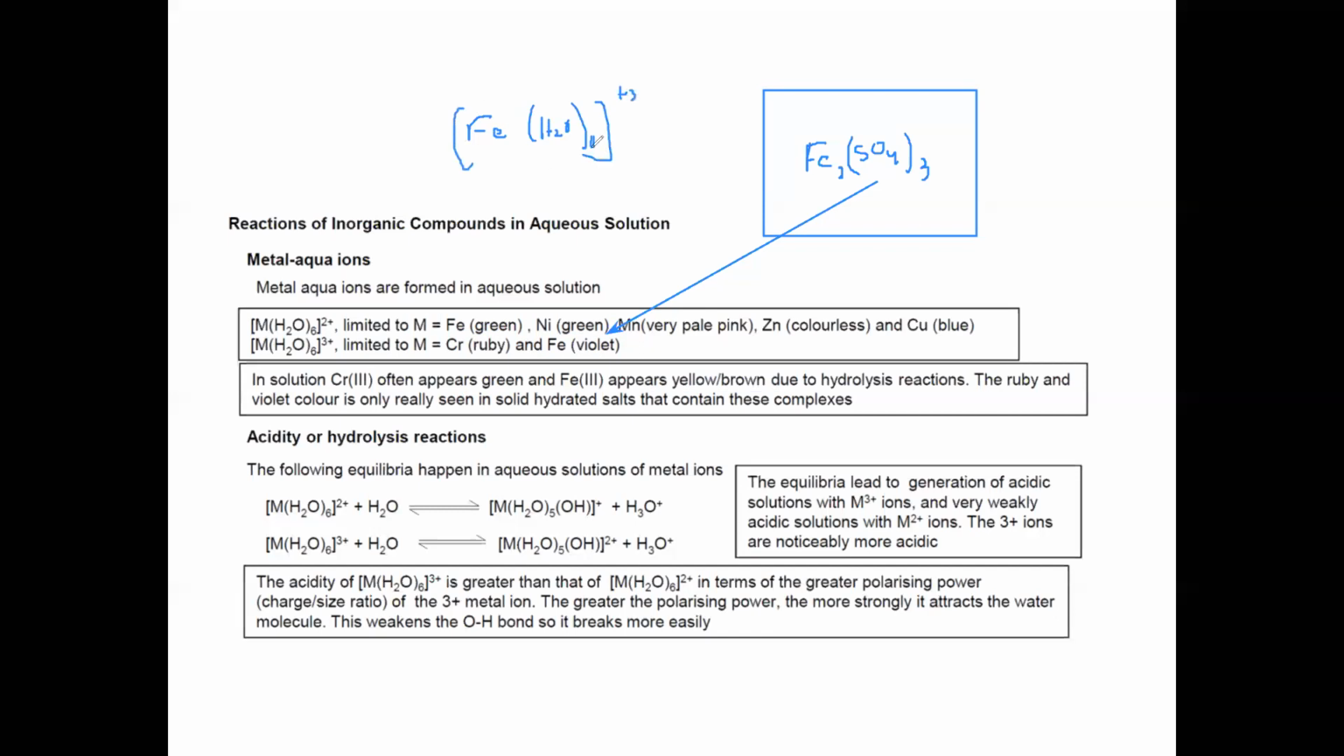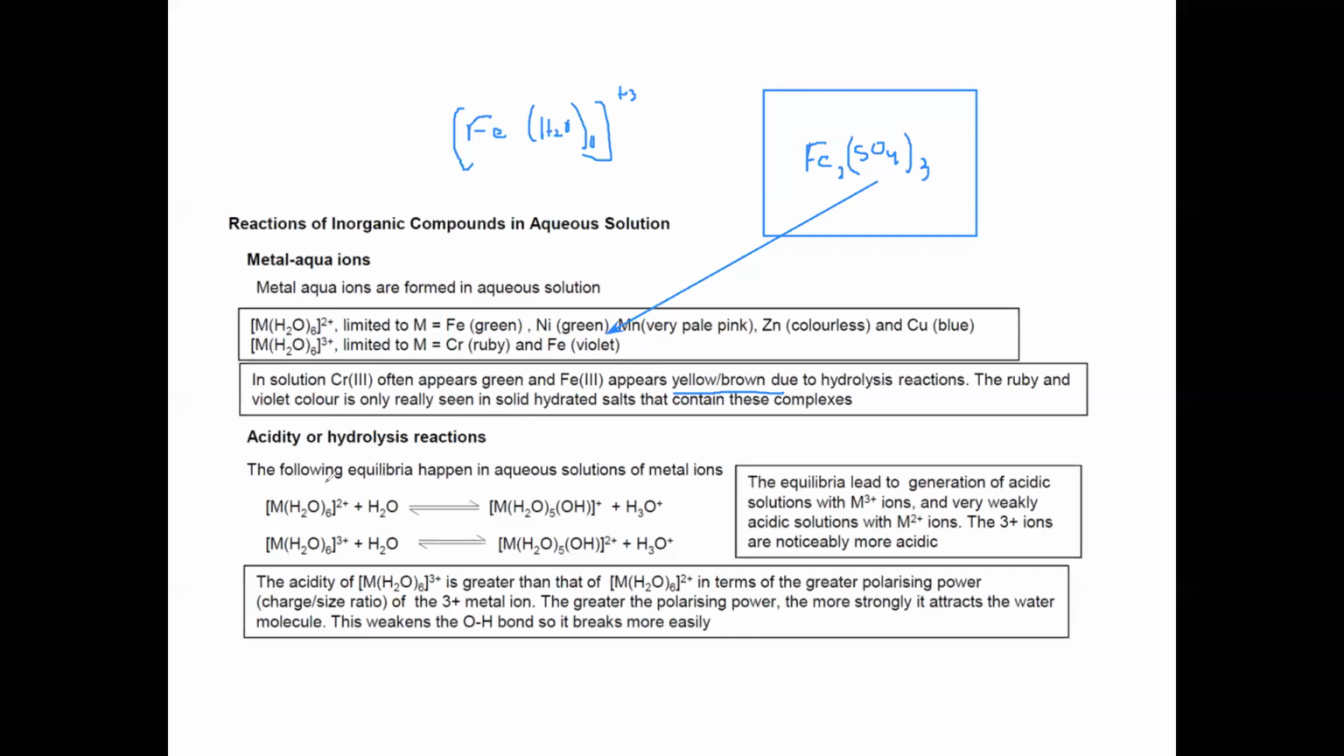But what happened? It does not remain violet because of a hydrolysis reaction. Due to water decomposing this, the solution appears yellow or brown due to the hydrolysis reaction. So what is acidity or hydrolysis reaction?